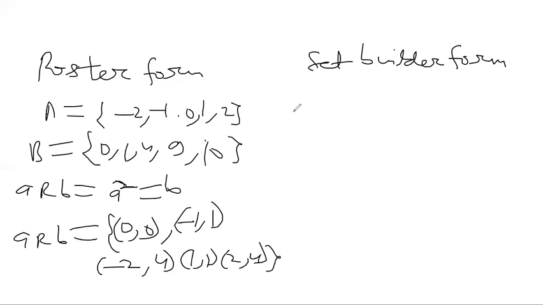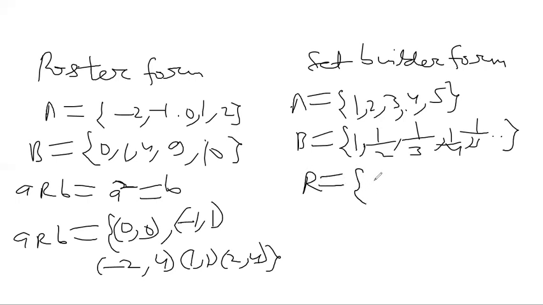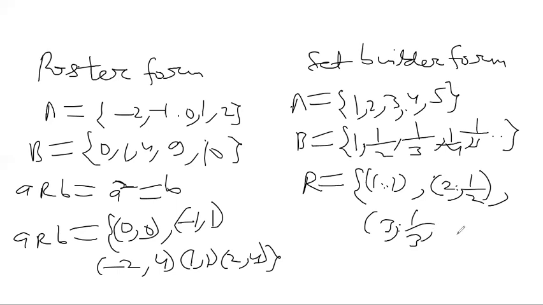Now, what is set builder form? Suppose A is equal to {1, 2, 3, 4, 5}, and suppose B is equal to {1, 1/2, 1/3, 1/4, 1/5, and so on}. And R is a relation from A to B such that R is equal to {(1, 1), (2, 1/2), (3, 1/3), and so on}.